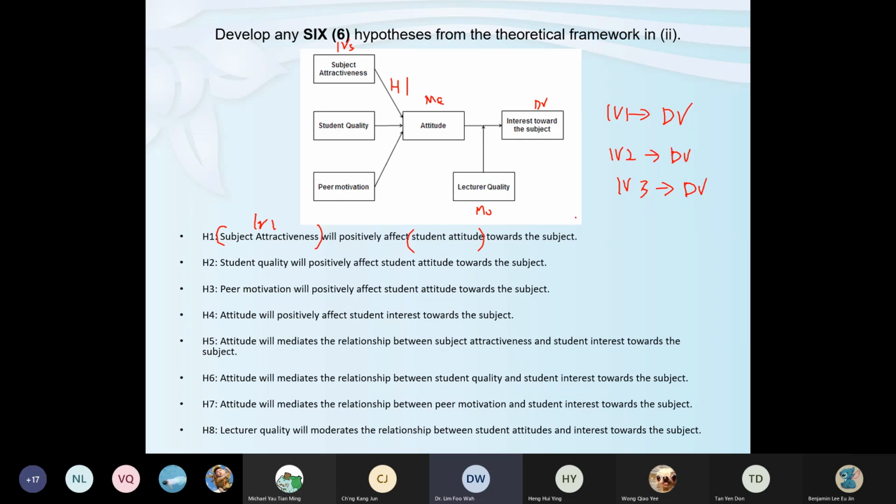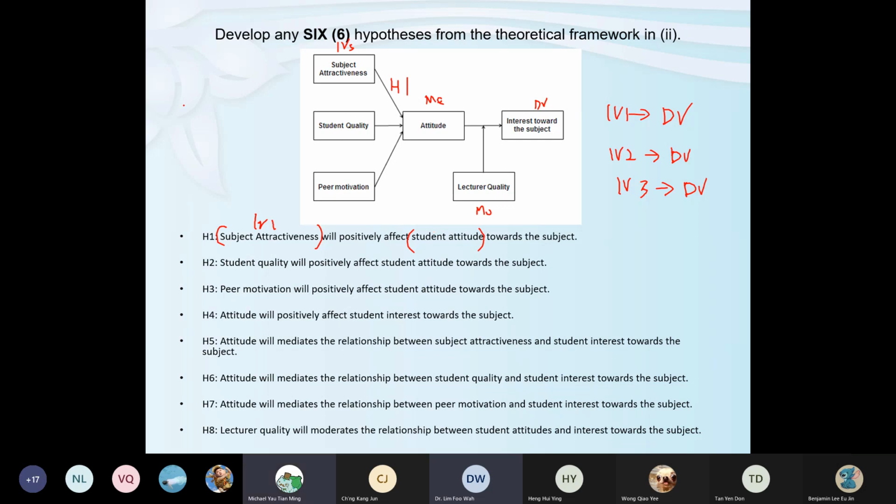There is a significant relationship between IV1 and DV, also can. There is a positive relationship between IV1 and DV, also accepted. If you want to write that the IV will positively affect another variable, it could be the DV or a mediating variable, also accepted. There are many ways for you to write the hypothesis. No worry.